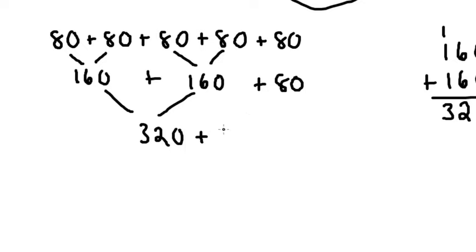Then bring down our plus 80. Now we have 320 plus 80. Let's bring that out to the side. 320 plus 80. Oh, can you see that? Oh, you can't quite see that.